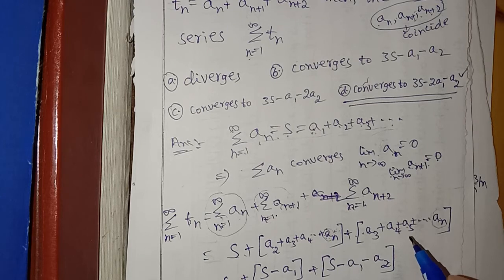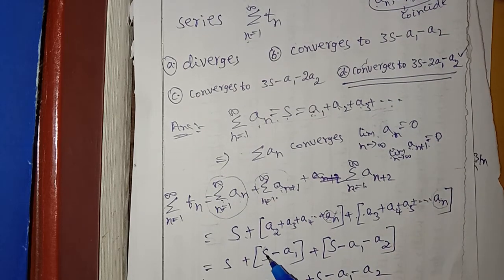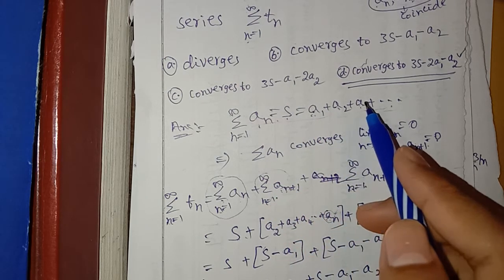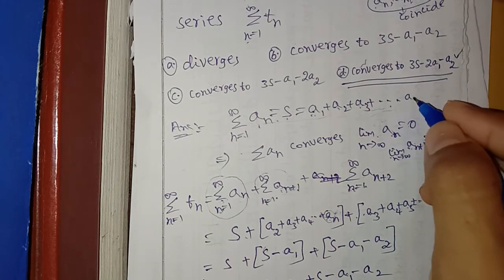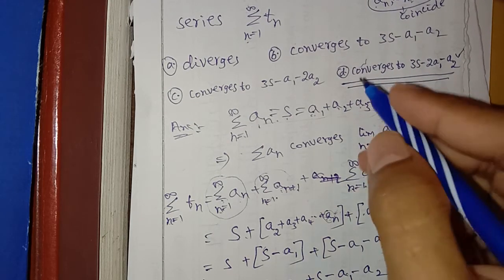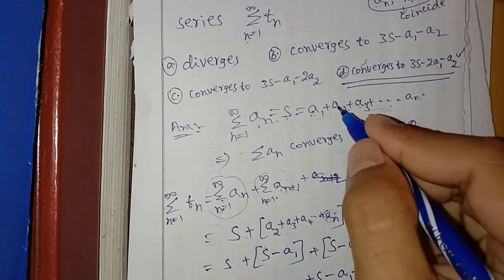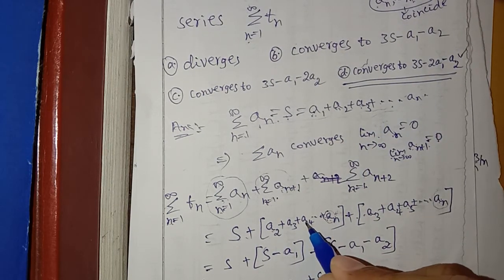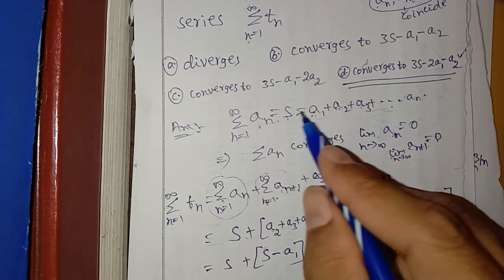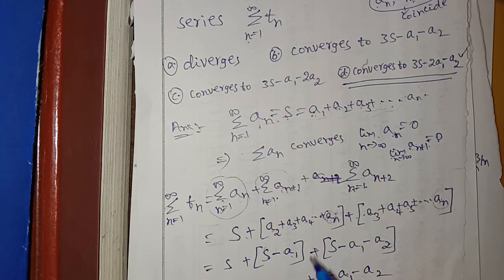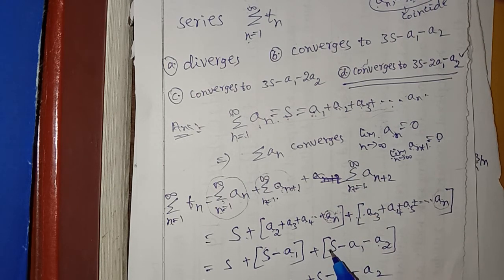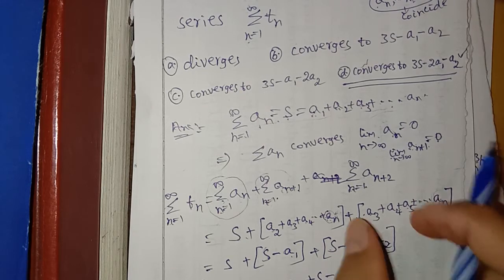Now we can write here s minus an. Why? Because s is the sum a1 plus a2 plus a3 up to an as n tends to infinity. Now s minus an means a2 plus a3 plus up to an, so s minus a1 I write here. Similarly, here a1 and a2 are missing, so s minus a2 I write here.